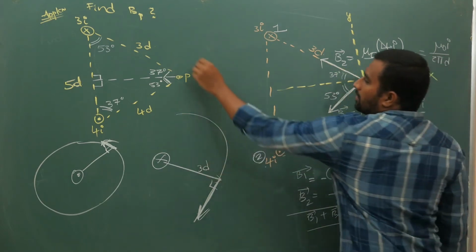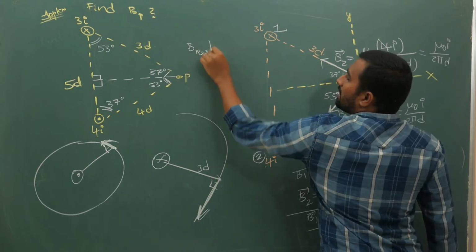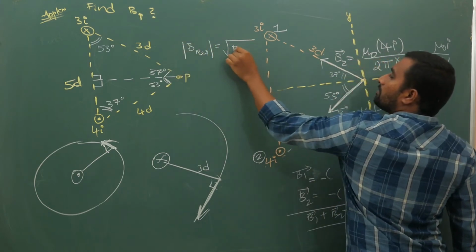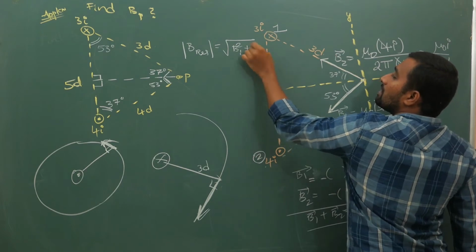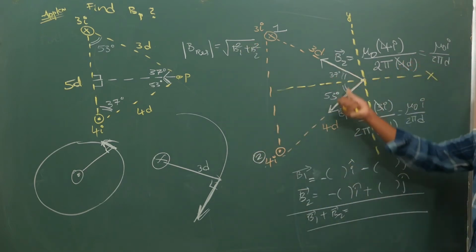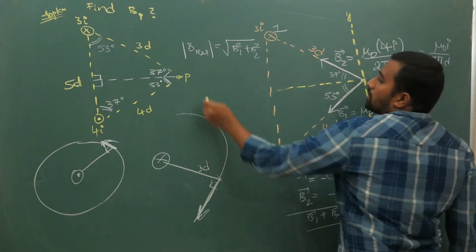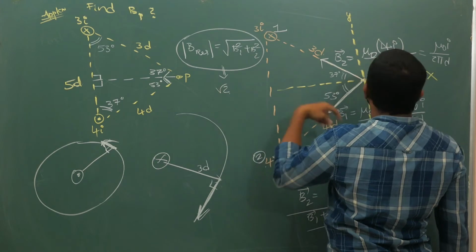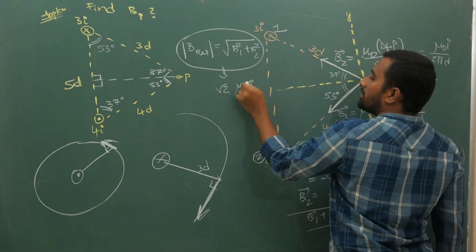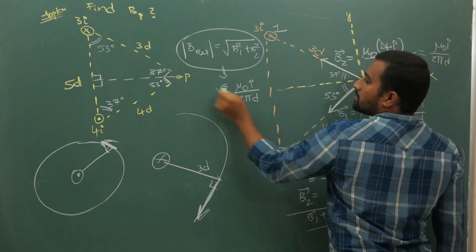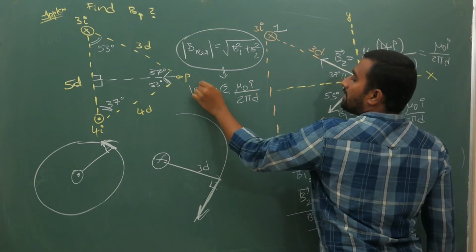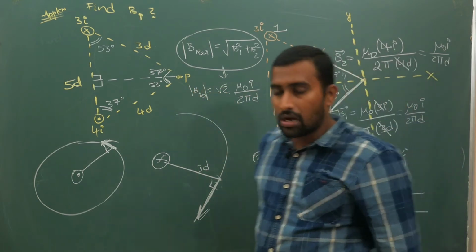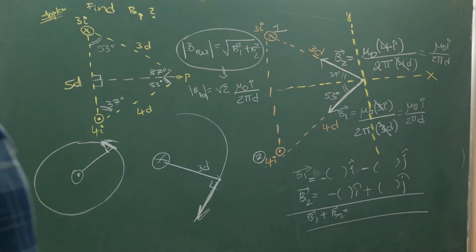Now if you apply the parallelogram law directly, your resultant magnitude is under root B1 square plus B2 square, because the angle between them is 90 degrees. So here this is going to become root 2 times, because those two are of equal magnitude, mu naught I by 2 pi d is your magnitude of resultant magnetic field. Okay, so this is how you can do this problem. Hope you have understood it. Any doubts, just let me know.